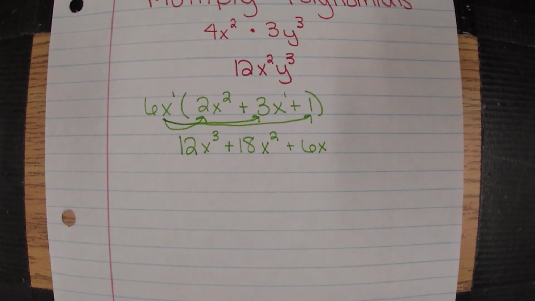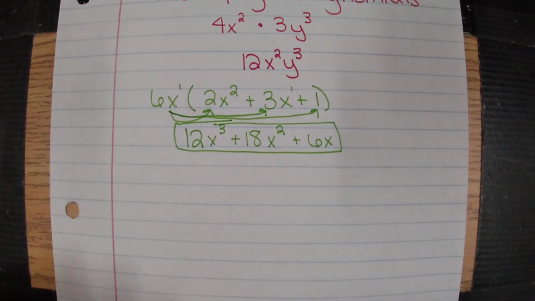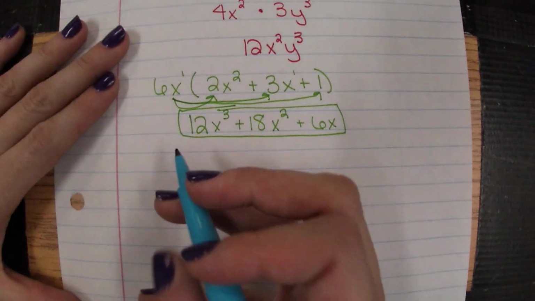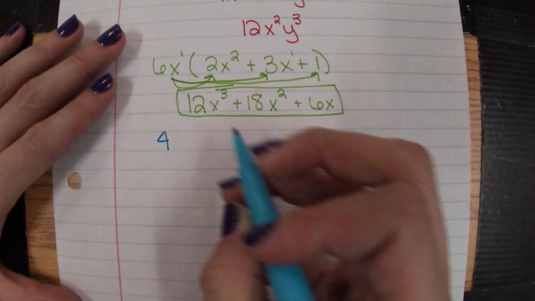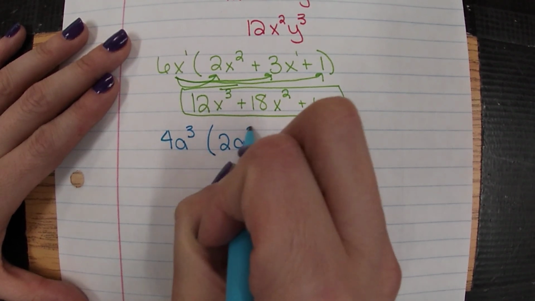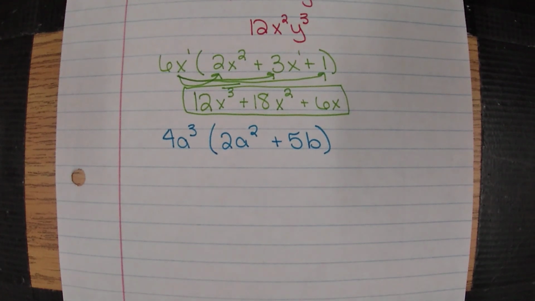Now, we can't add or combine any of these terms because they don't have matching exponents. So this is just our answer: 12x to the third plus 18x squared plus 6x. Now, these can get short, long, complicated, whatever. The nice thing about polynomials is they might take us more time, but the rules don't change. So let's say we have something like 4a to the third times 2a squared plus 5b.